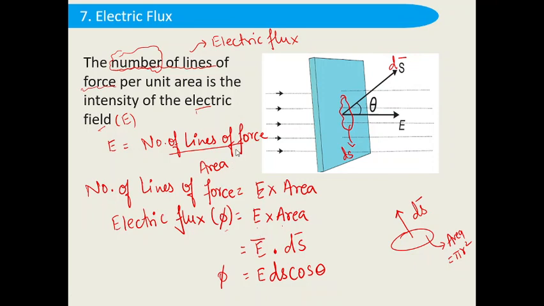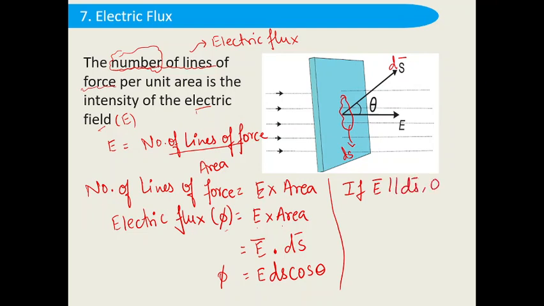Phi is a scalar quantity. So if E bar and ds bar are parallel to each other, that means the theta value is equal to 0. What is the value of cos 0? Cos 0 is 1. So we can say phi is equal to E into ds. This is going to happen only when E bar is parallel to ds bar.